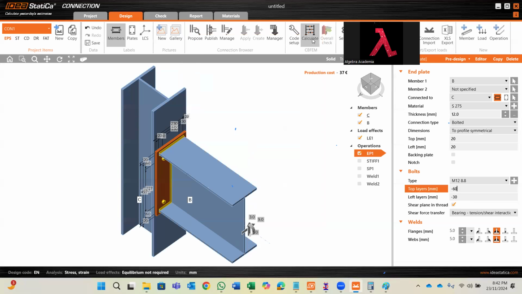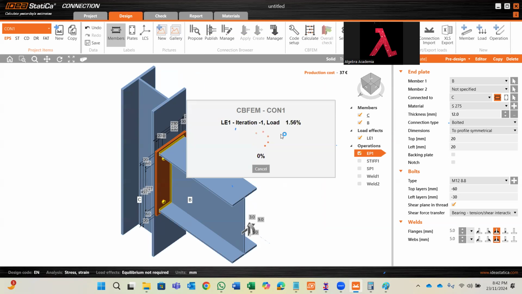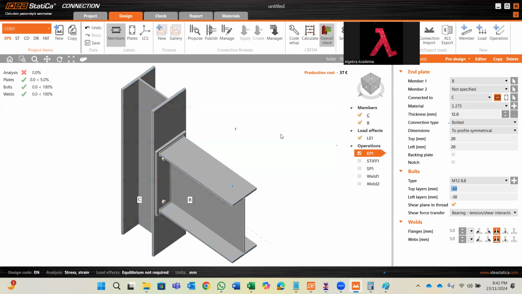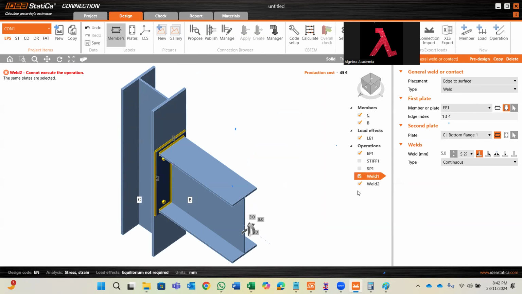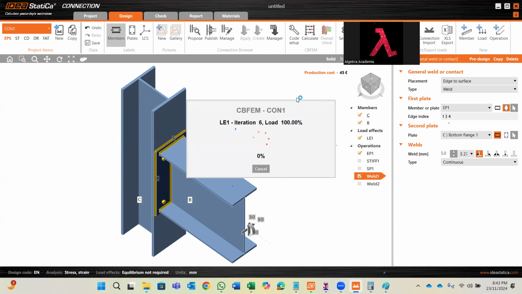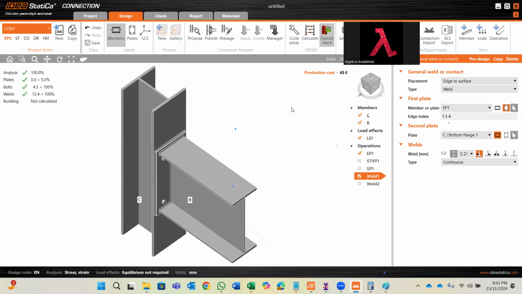So I'll just run the analysis. The main thing is, what happened actually? The main thing is you need to understand extracting the forces from the STAAD model. That is more important. The main thing you need to understand is the forces from the STAAD model.